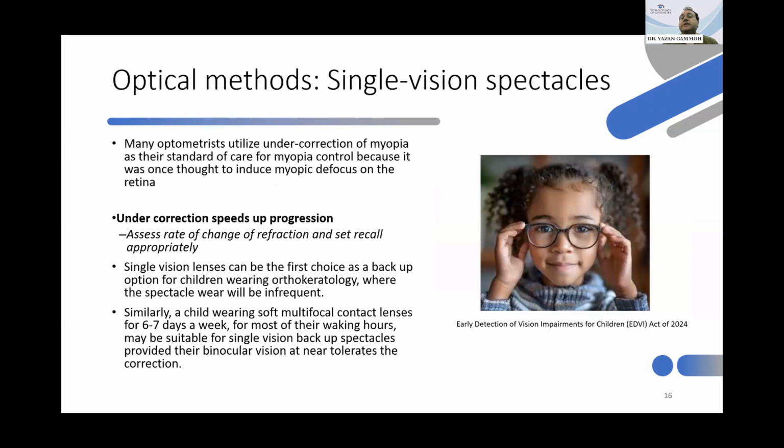Many optometrists still unfortunately utilize undercorrection of myopia as their standard care for myopia control because it was once thought to induce myopic defocus on the retina. Undercorrection unfortunately speeds up progression. Okay. You need to assess the rate of change of refraction and set recall appropriately.